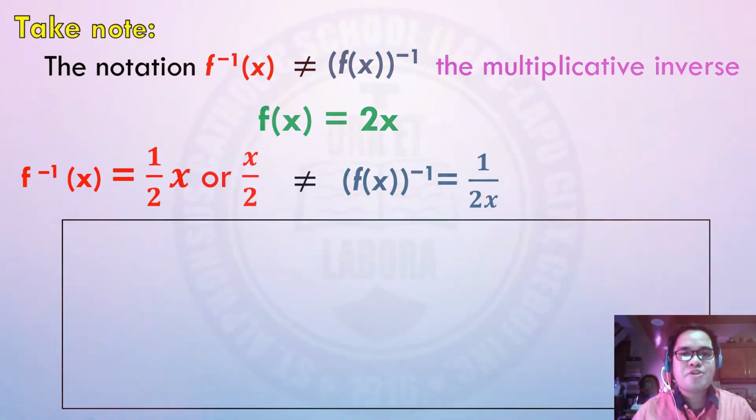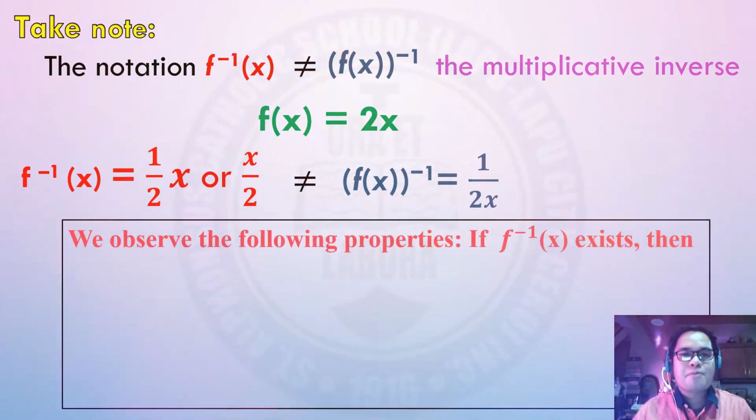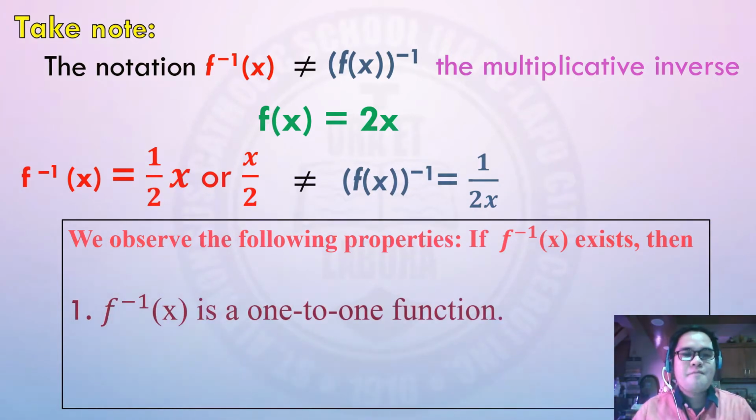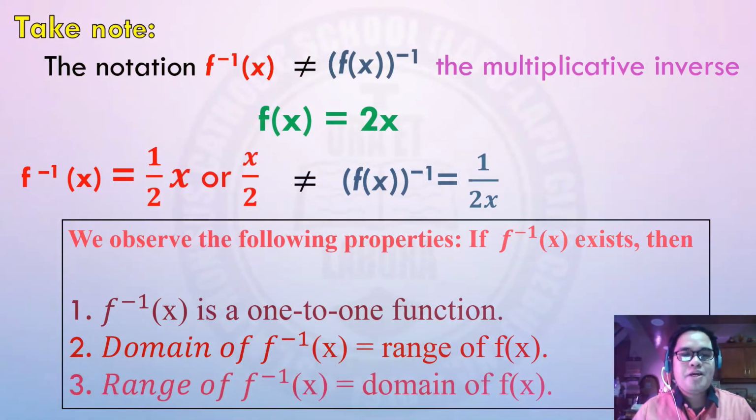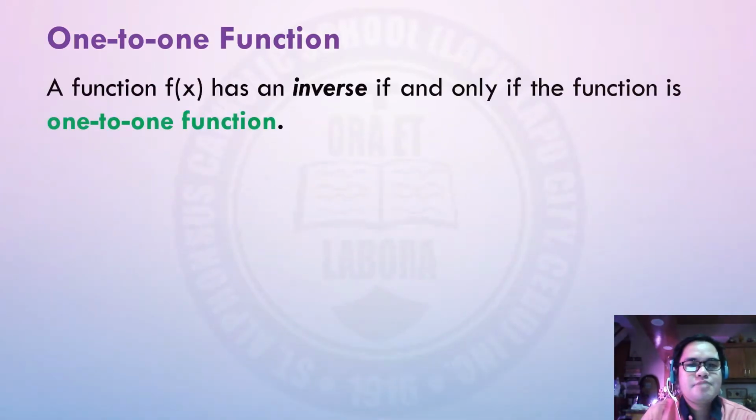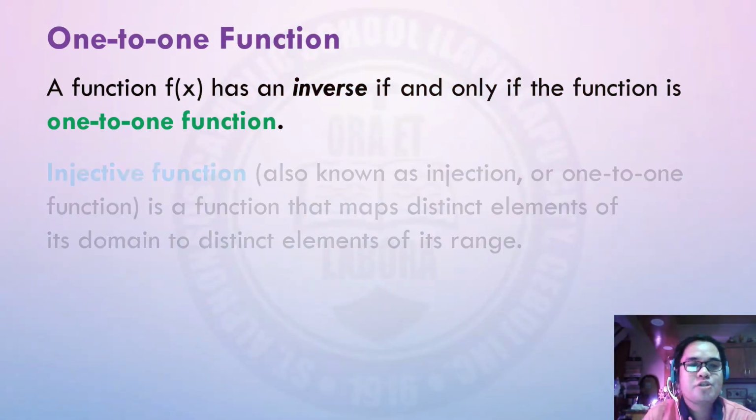From the definition of an inverse function, we observe the following properties. If f inverse of x exists, then f inverse of x is a one-to-one function. The domain of f inverse of x is equal to the range of f of x. The range of f inverse of x is equal to the domain of f of x. A function has an inverse if and only if the function is a one-to-one function. That is one of the properties of our inverse function.